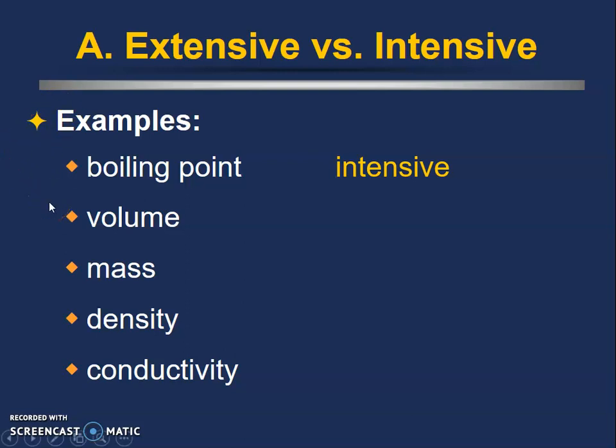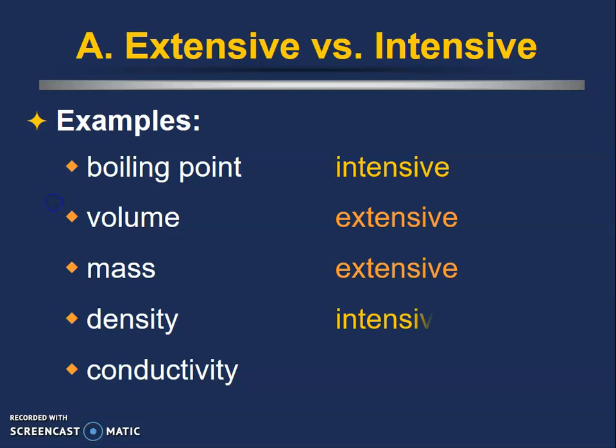Okay? What about volume? Is volume extensive or intensive? Volume is extensive because volume depends on how much of it you have. Okay, what about mass? That's also extensive. Depends on how much you have, what its mass is. How about density? Remember, our density equation is mass divided by volume. Is density intensive or extensive? That is intensive, okay? The density, the mass per volume depends on the identity of the substance.